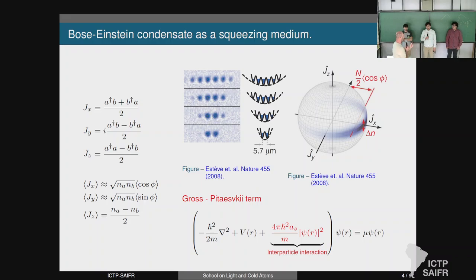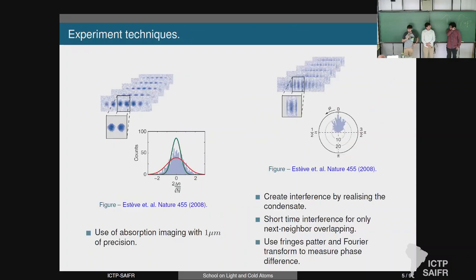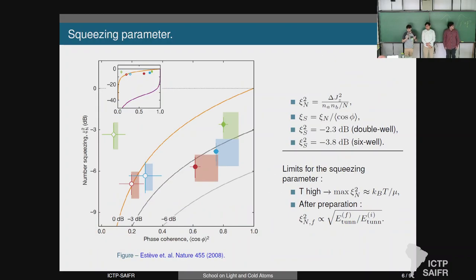I'm curious, how many atoms do they get entangled like this? How many atoms do they claim to be entangled? No, they don't claim anything about the number of atoms. They just say there are about 1,000 atoms per site, so that may be the number of entangled atoms.